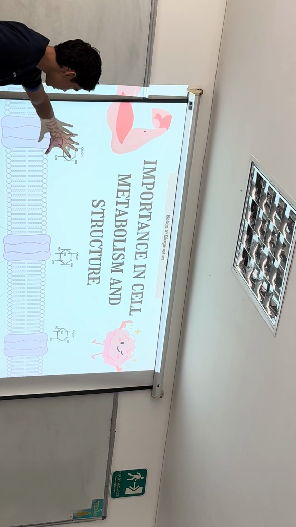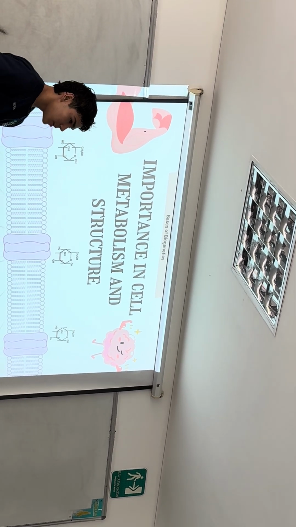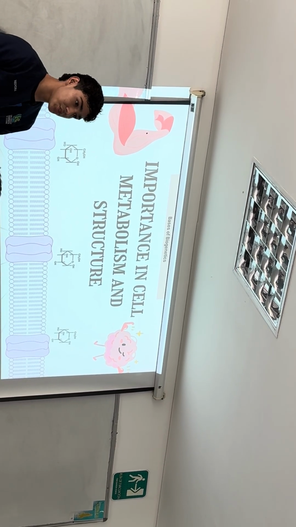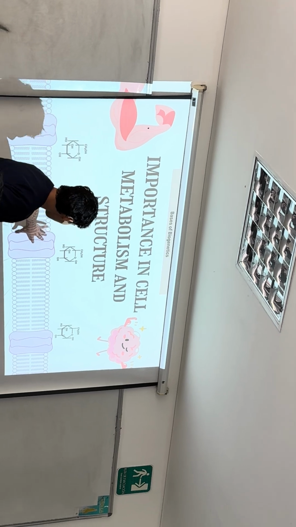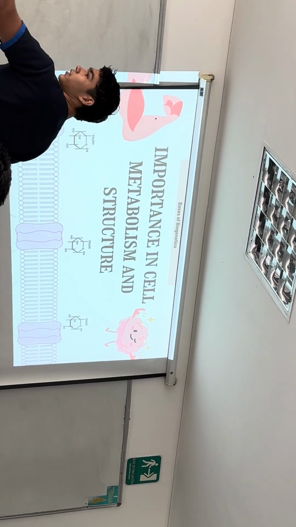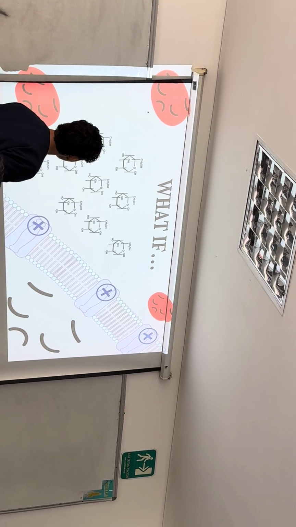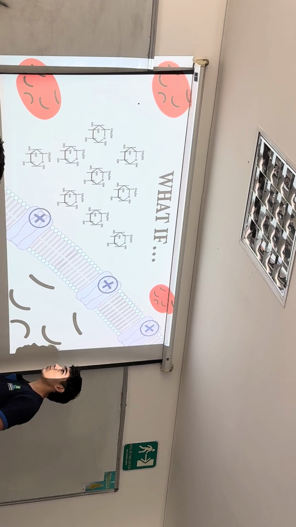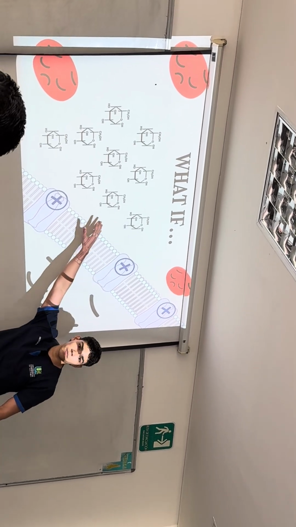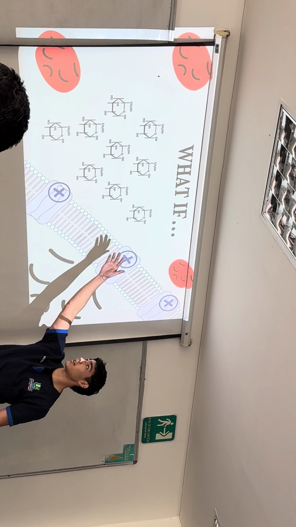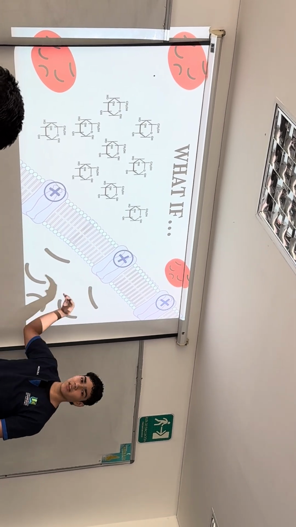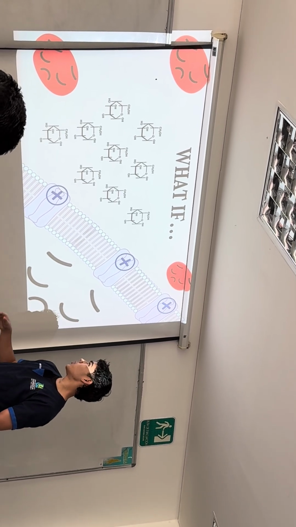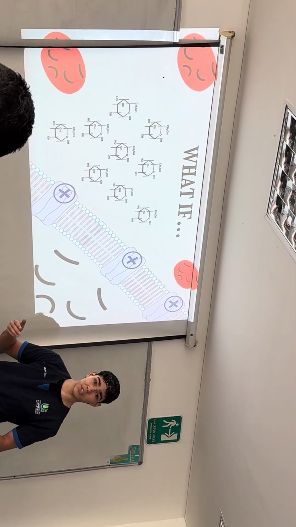We need glucose because that's the food, the first source the cells convert into energy. So if those proteins are blocked, or they are not working well, they can't absorb the glucose outside the cell. So the cell will be sad. The cell won't have energy to keep working efficiently.